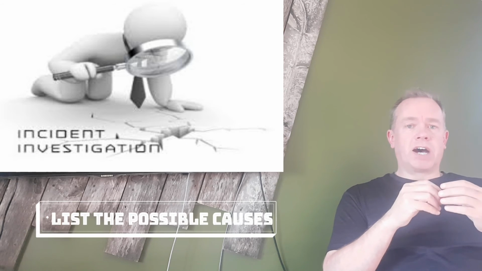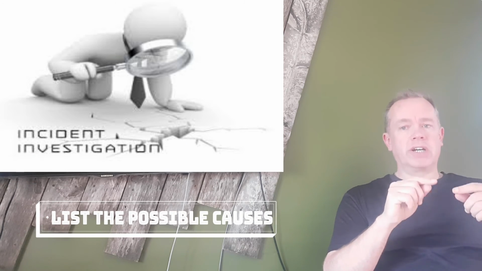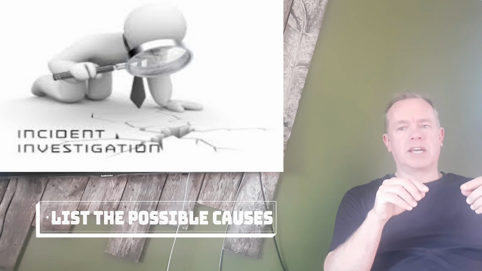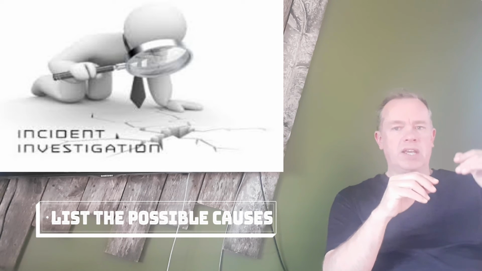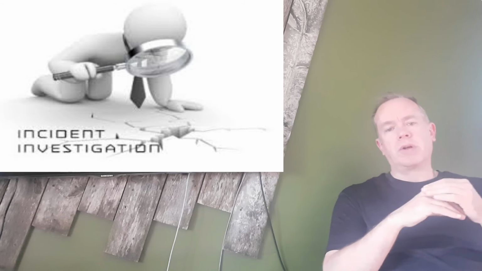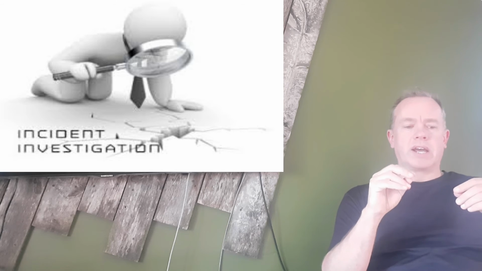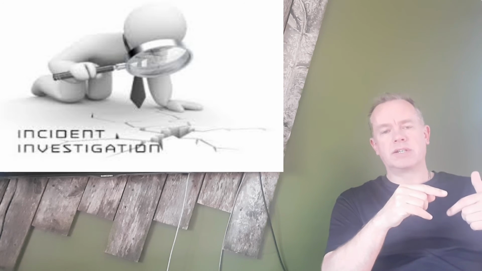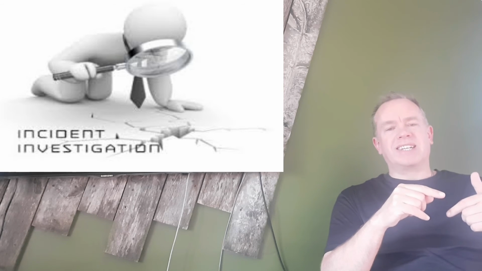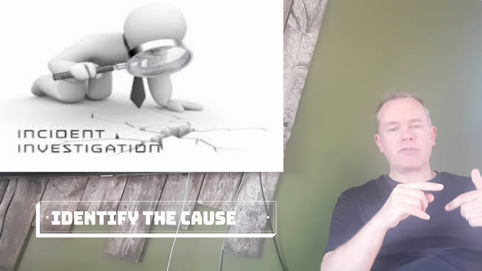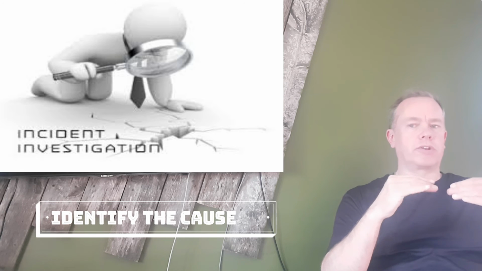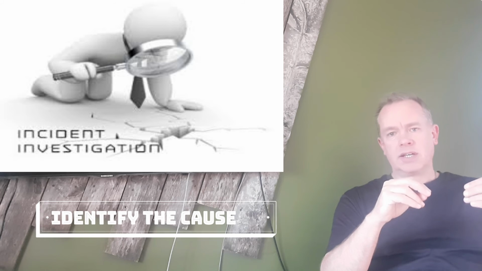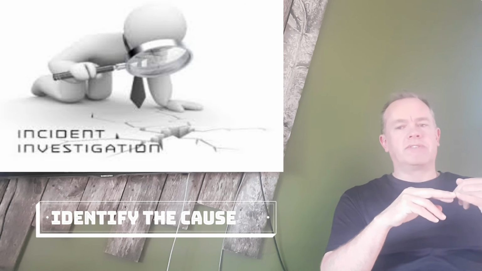Number 5, list the possible causes. During an examination process, we begin to arrive at possible causes. So we should list them all out and list their importance and probability. This list is important as we determine what our corrective measures will be to prevent further incidents. Number 6, identify the cause. From this list of possibilities, we can go through a process of elimination to determine the cause or causes of the incident.